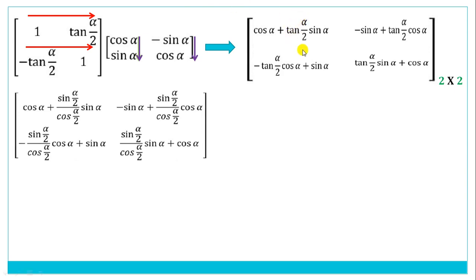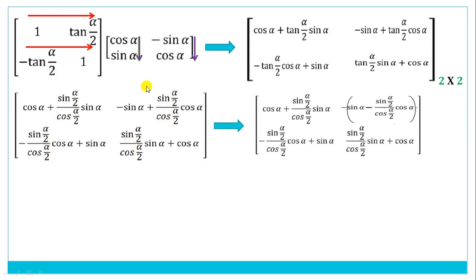Now we will write tan alpha by 2 in the form of sin theta upon cos theta. So we know that the formula of tan theta is sin theta upon cos theta. So tan alpha by 2 can be changed into sin alpha by 2 divided by cos alpha by 2. Wherever tan alpha by 2 was there, we have written it in the form of sin theta upon cos theta, okay. Now we have to take minus common from this. Everything else will remain unchanged, but from here we will take minus common.